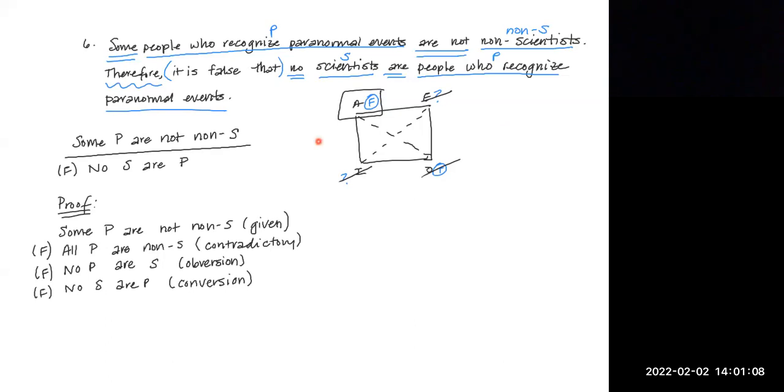And that's how to deal with a traditional square of opposition, or a proof in which you're not able to find the truth values for each one of the letter statements.